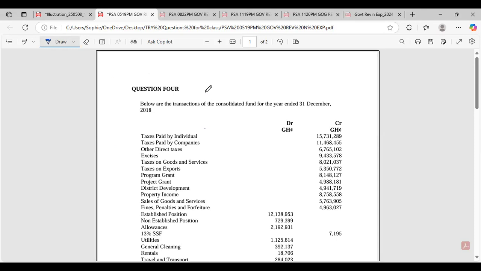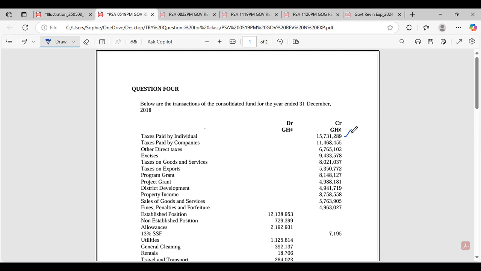So we have taxes paid by individuals. We are going to discuss it one after the other. If we are not able to solve it next week, it will be the first question we solve before we do anything. Taxes paid by individuals. That is at the credit side, isn't it? And that is a revenue. Do you agree with me? Yes, sir. Okay. Next.